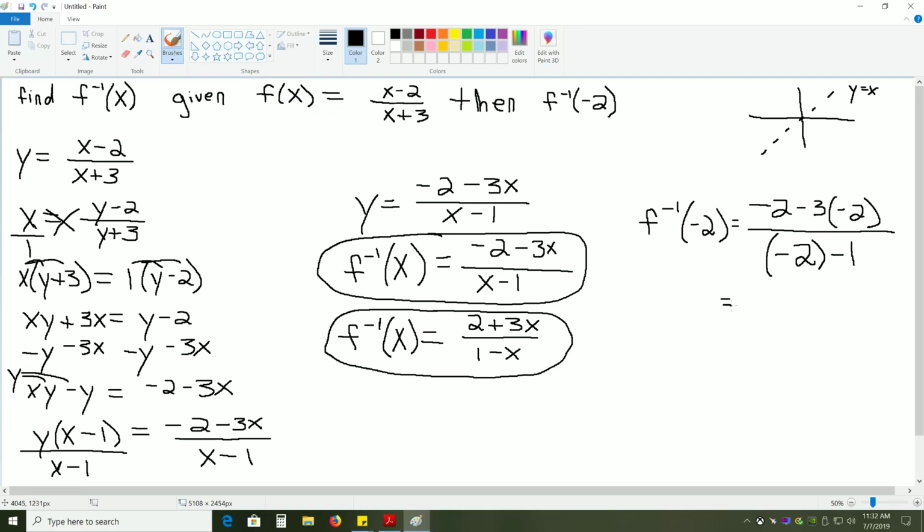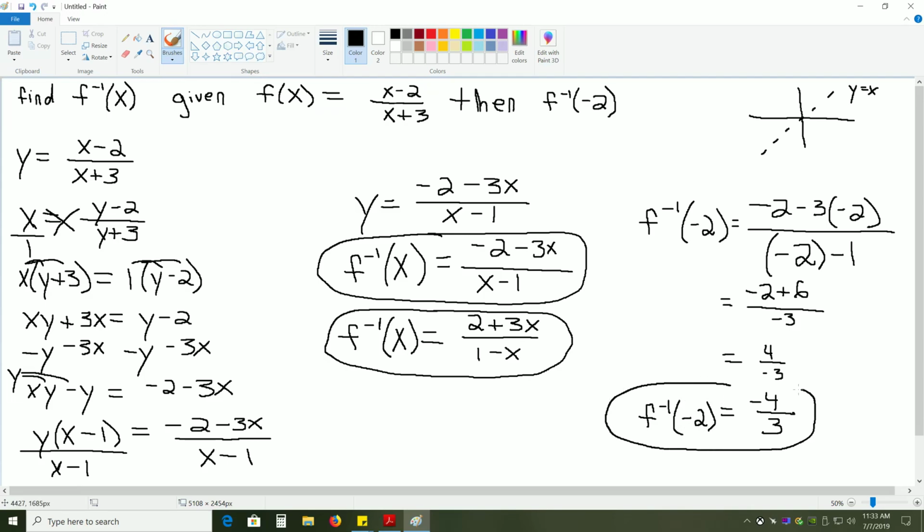And we'll start simplifying that. We have negative 2 plus 6. When we multiply negative 3 times negative 2, we get positive 6. Over negative 2 minus 1 is negative 3, which leaves us with 4 over negative 3, which simplifies to negative 4/3, as we don't leave the negative in the denominator. So f inverse of negative 2 is negative 4/3.